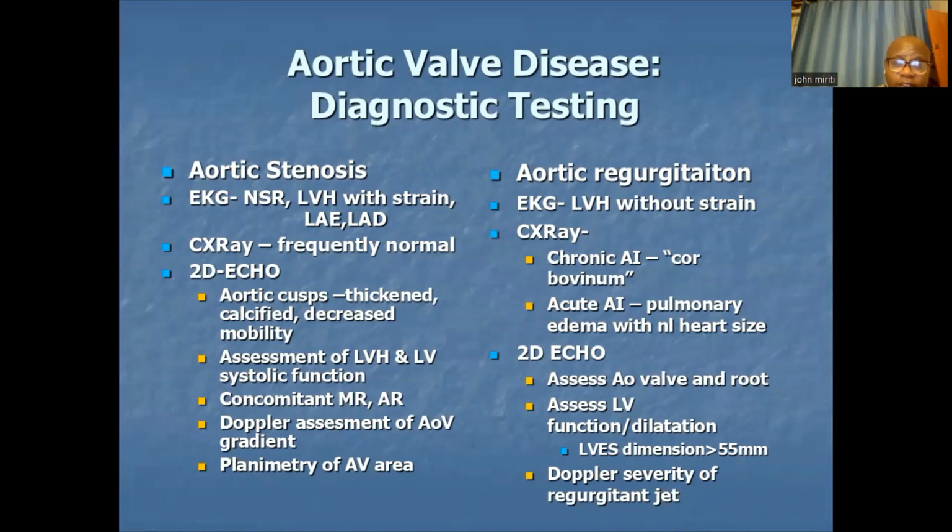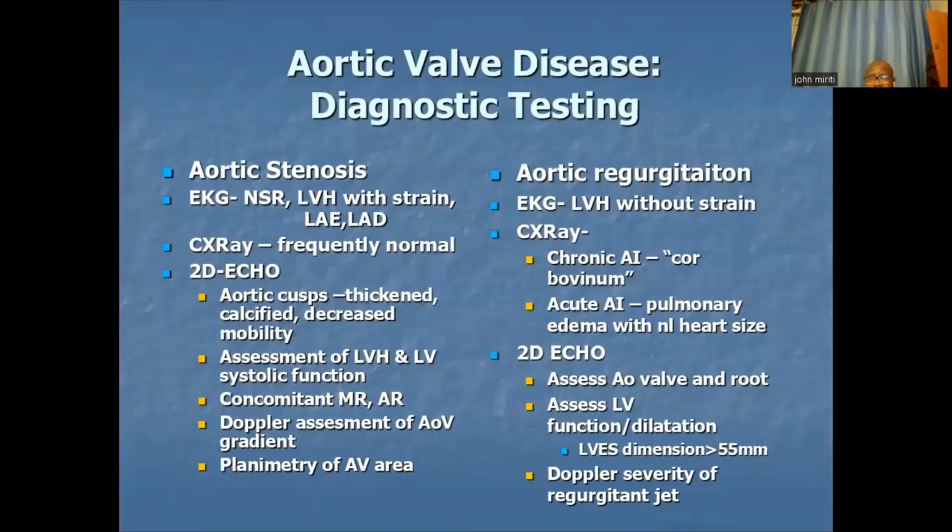Then you can do a 2D echo, which will show you aortic cusp thickening, calcification, decreased mobility, assessment of left ventricular hypertrophy and left ventricular systolic function, and the concomitant mitral regurgitation and aortic regurgitation. The Doppler assesses the aortic outflow gradient and the aortic valve area. So for aortic regurgitation in this type of patient, the echo will show left ventricular hypertrophy without strain.